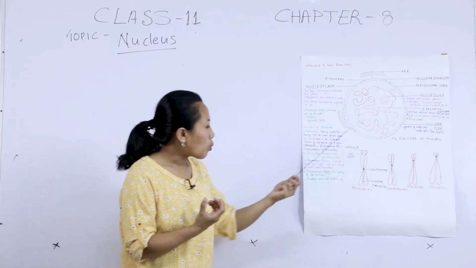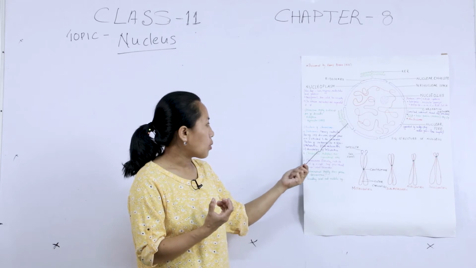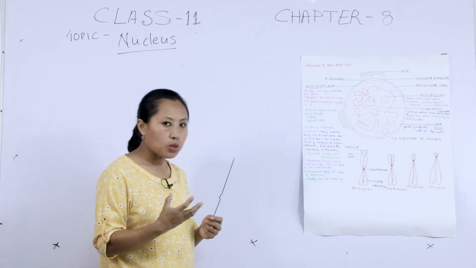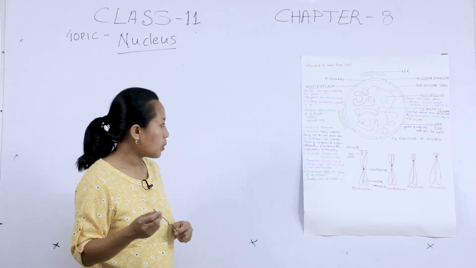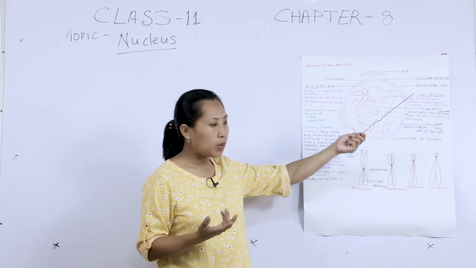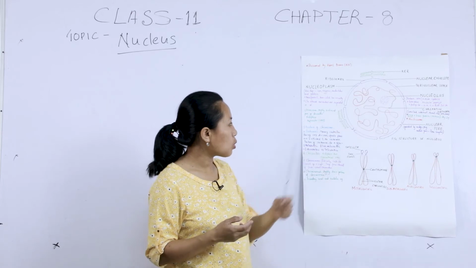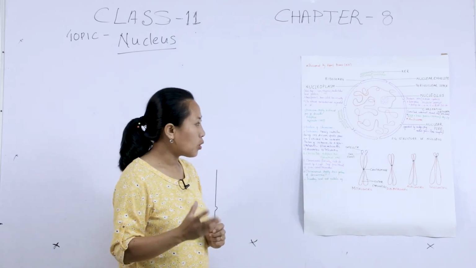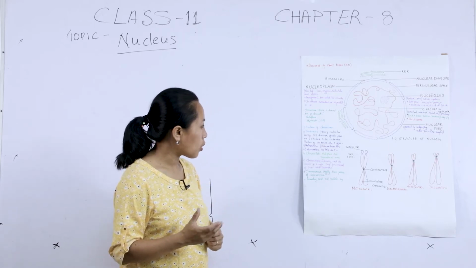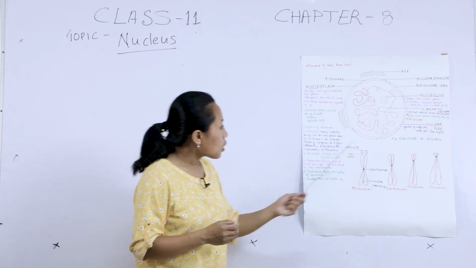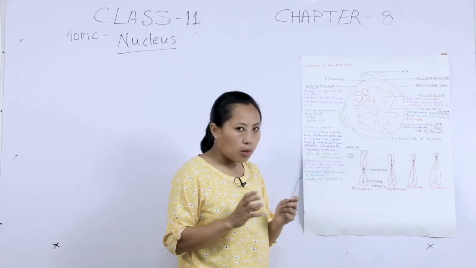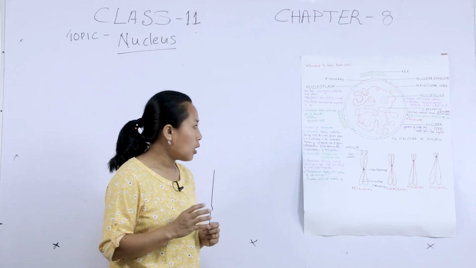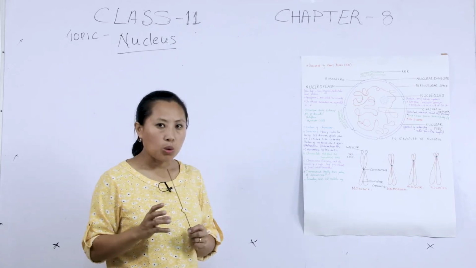And these nuclear pores, which occur on the nuclear envelope, help in the exchange of materials between the nucleoplasm and cytoplasm. Okay, so the nuclear envelope is a double membrane, outer and inner, the space in between the two is known as the perinuclear space, and they are perforated by nuclear pores at regular intervals. This nuclear pore is not a simple structure, but in fact a complex structure, and it is guarded by a nuclear plug.